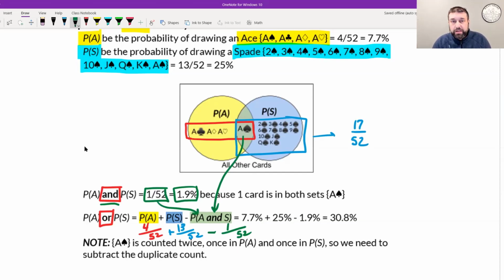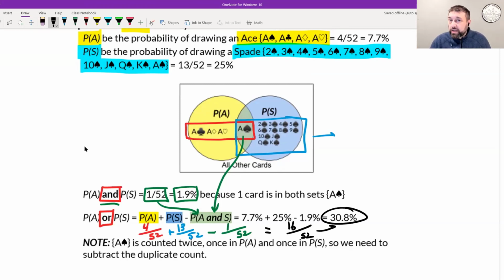And so you take the probability of an ace plus the probability of a spade minus the probability that it's an ace and a spade. The probability that it's ace and spade is the green region. That's the double count, and you've got to subtract that. So it actually shakes out to be 4 over 52 plus 13 over 52 minus 1 out of 52. And that is going to leave you with 16 out of 52. And if you do 16 out of 52, you'll get 30.8%.